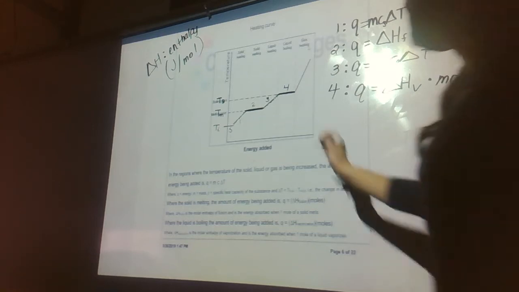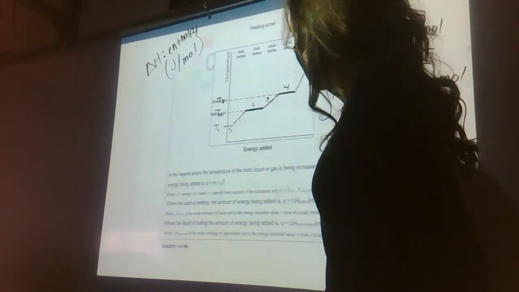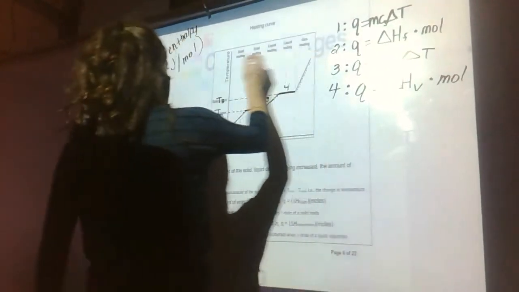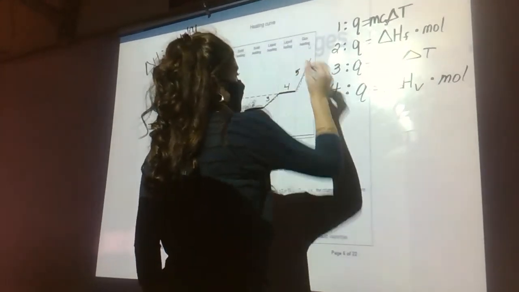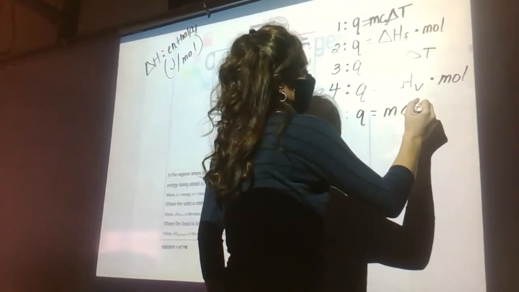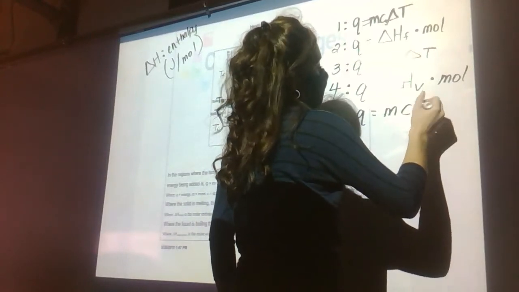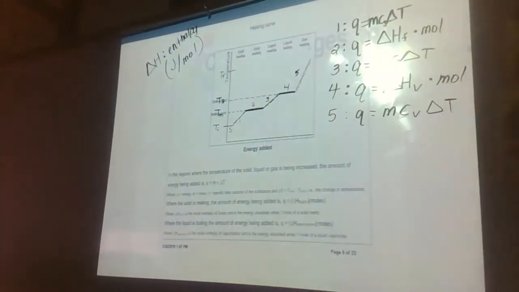And then finally, once we've gone completely from liquid to gas, we have gas. It changes temperature all the way up to whatever my assigned final temperature is. And we have Q equals mc delta T for vapor, or C for gas, either one.